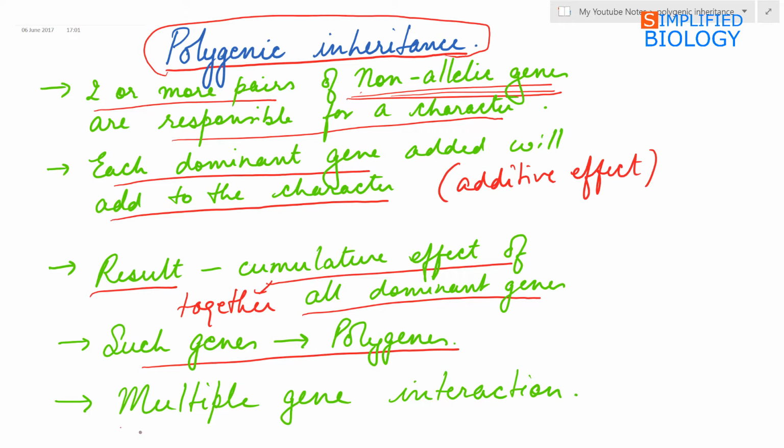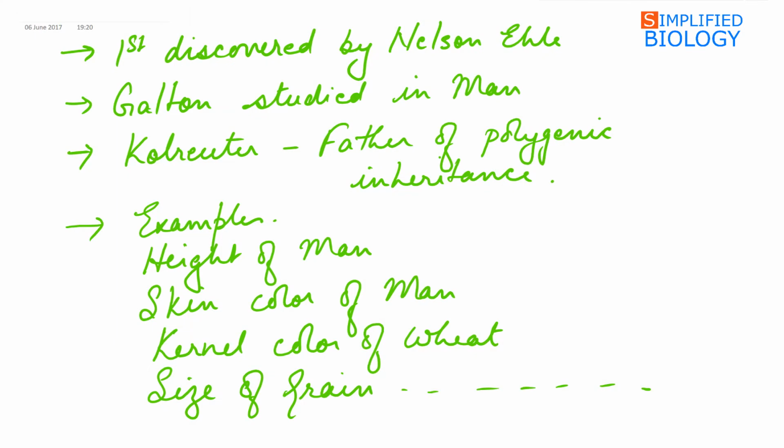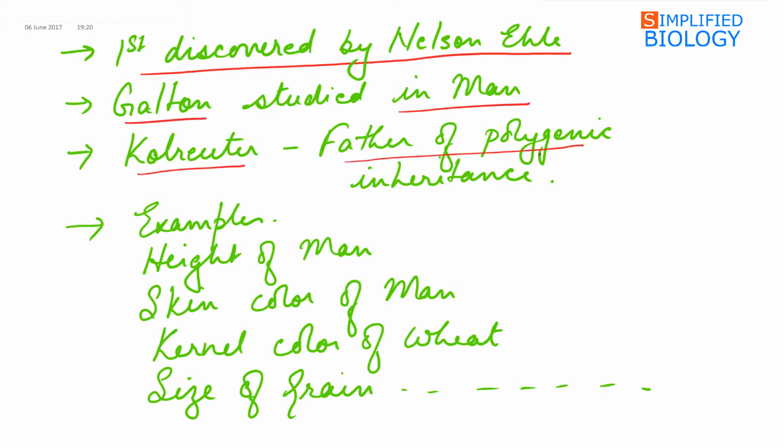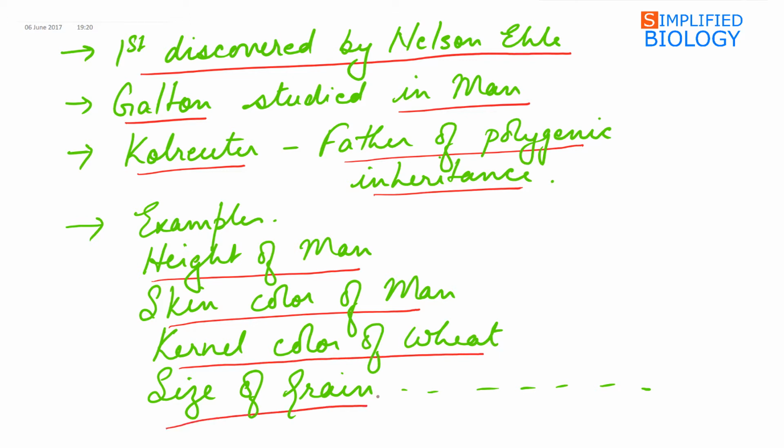Now, polygenic inheritance is also known as multiple gene interaction. Polygenic inheritance was first discovered by Nelson Ehle in wheat. Galton studied it in man, while Kolreuter is the father of polygenic inheritance. Examples of polygenic inheritance are height of man, skin color of man, kernel color of wheat, size of grain, and so on.